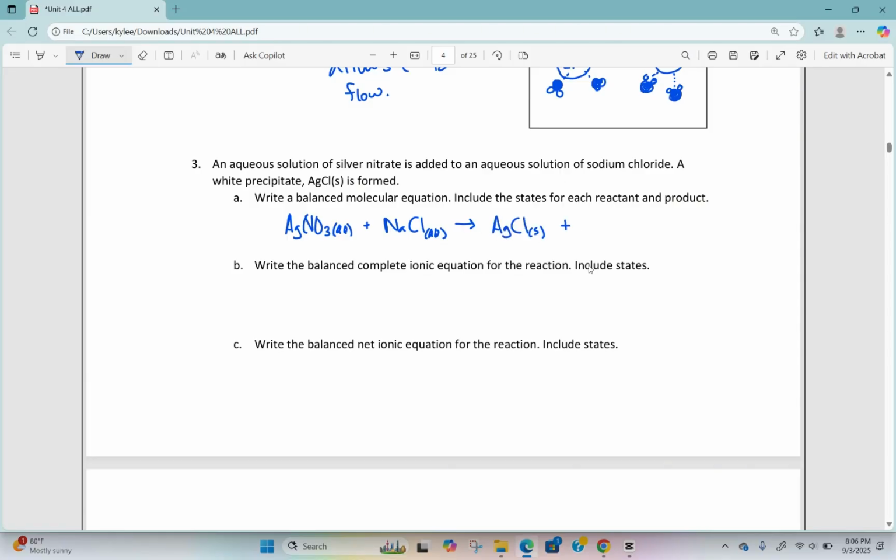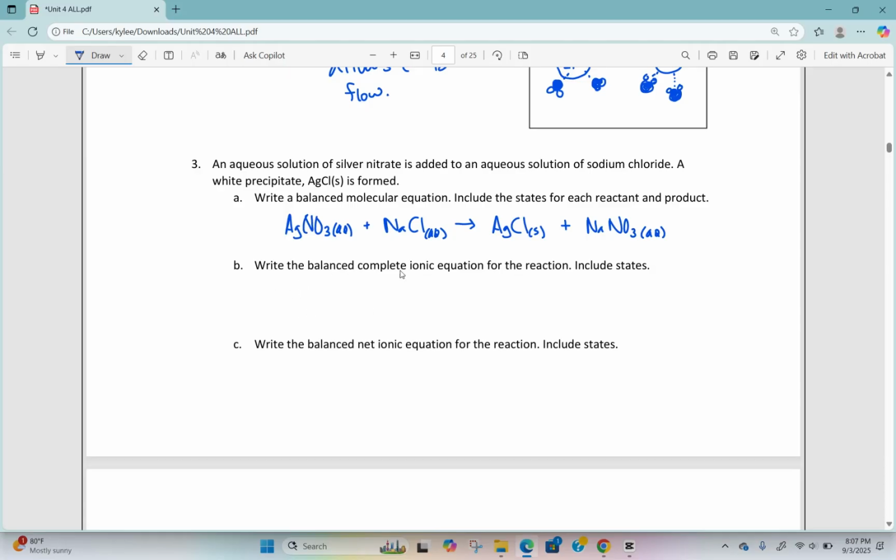They don't tell us what the other product is, but we can use reasoning skills to figure out that that is going to be NaNO3. And that's going to be soluble because this contains both snap ions, Na and nitrate, which means those are always soluble. So here is an example of the balanced equation. I don't need to add any coefficients because they were all +1, -1.